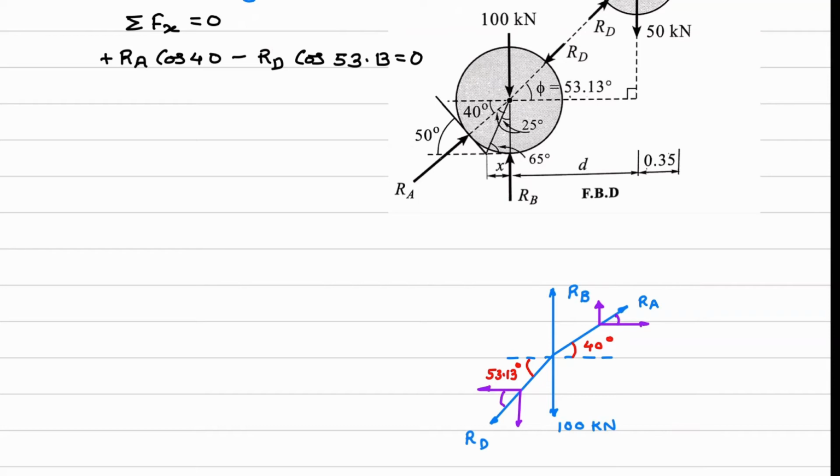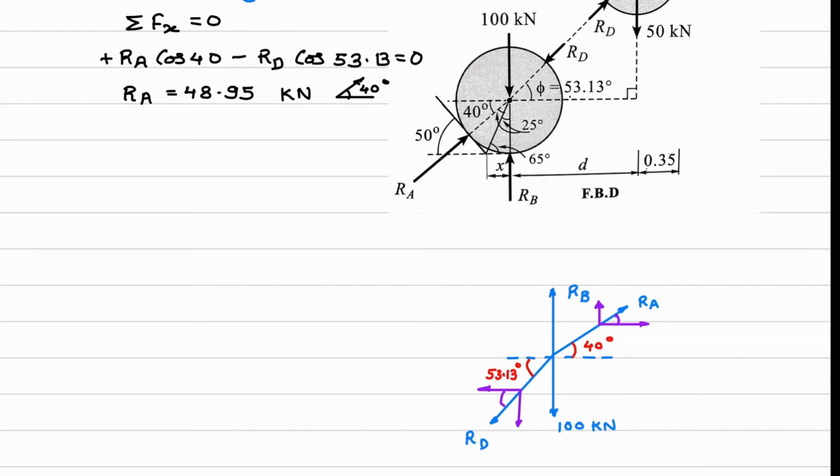Now we have already calculated the value of RD. Substitute that value; the only unknown is RA in this equation. So I'll get the value of RA. RA is equal to 48.95 kilonewton. What is the angle which RA makes with respect to x-axis? It is 40 degree. So I'll show the angle as well over here. This angle is 40 degree.